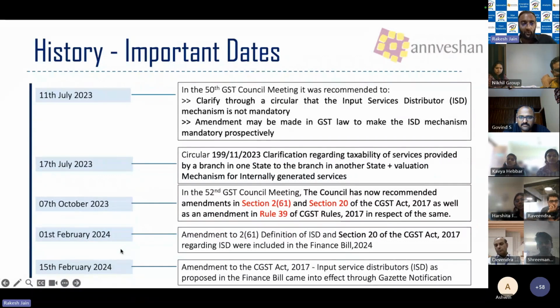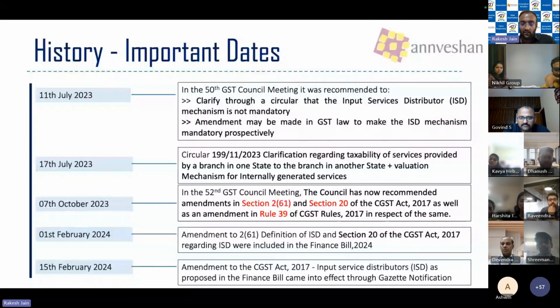Finally, on 15th February 2024, through an official gazette, the ISD definition became part of the Act. The amendment was done in section 2(61) and section 20 by this official gazette. The gazette notification came on 15th February 2024, so I want you to mark this date, because from 15th February 2024 onwards, ISD becomes mandatory.